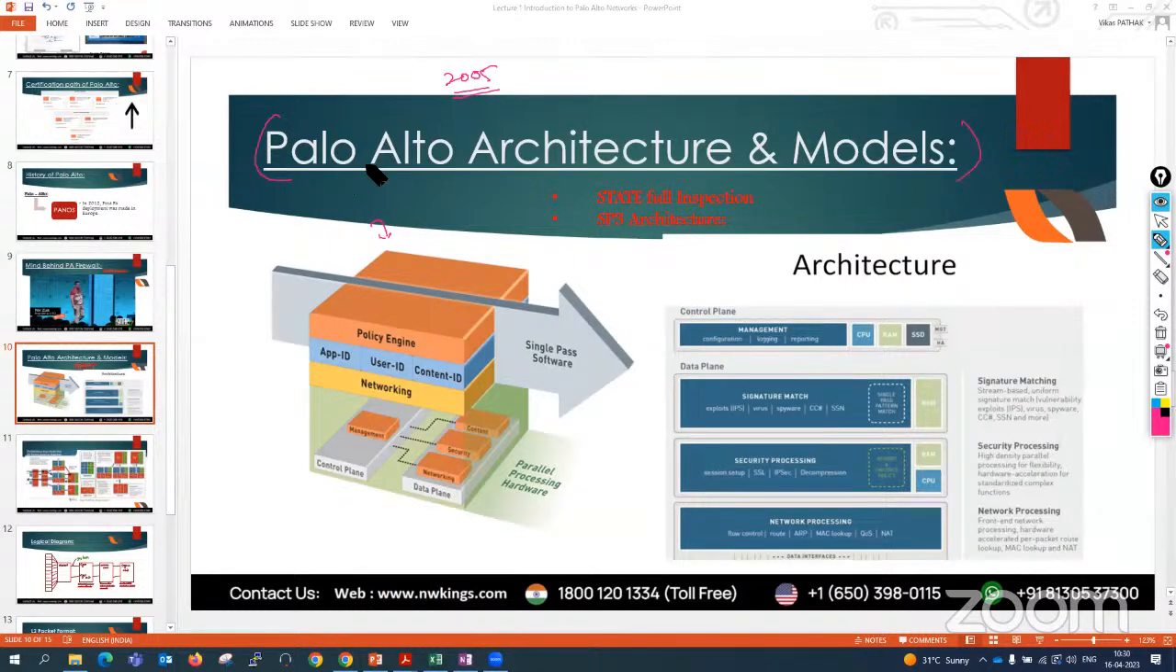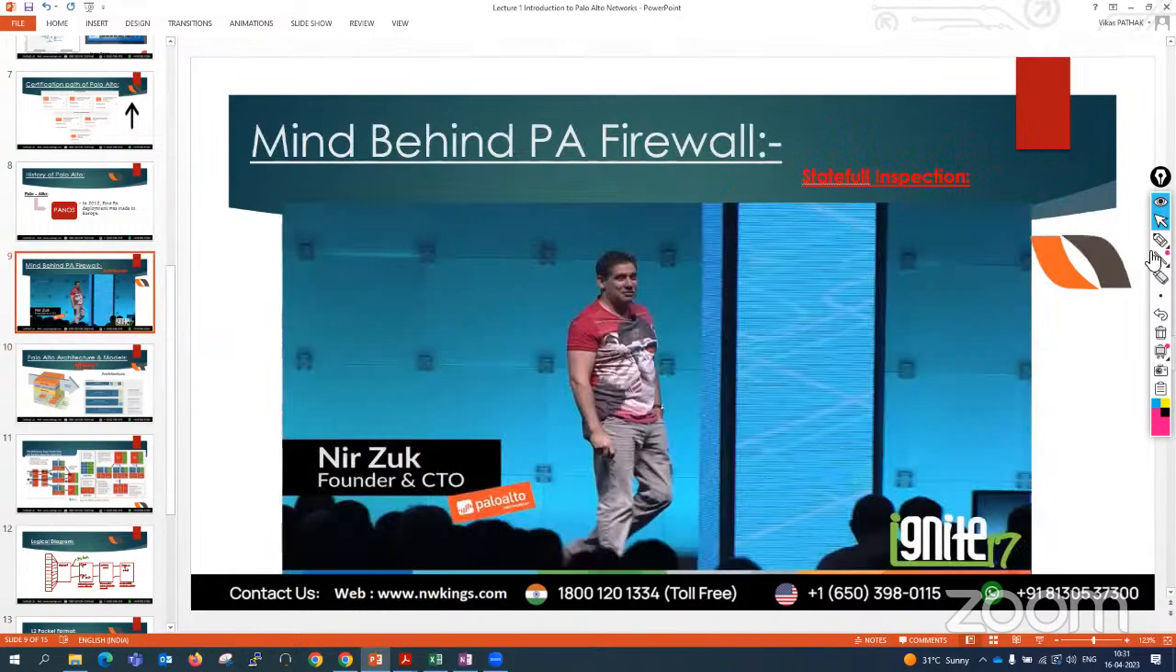Okay, one more thing. Do you know what is Palo Alto? Palo Alto is the name of a city basically. And there is a theory, I'm not sure whether that theory is correct or not. The founder and CEO of this Palo Alto firewall, when they were developing that product, thought we have to have a company through which we can register this product, right? So they were searching for the name of the company, what should be the name.